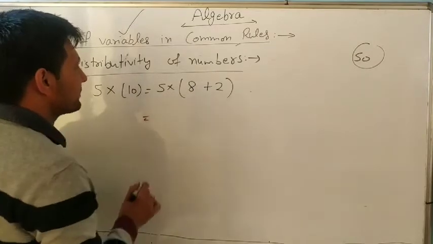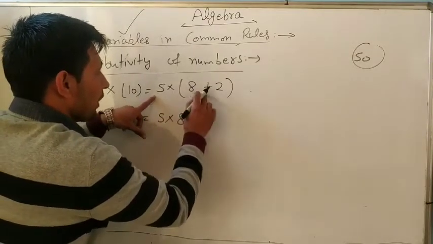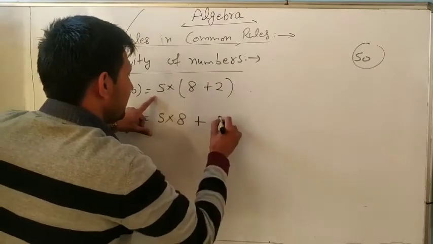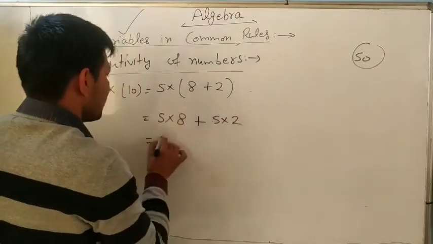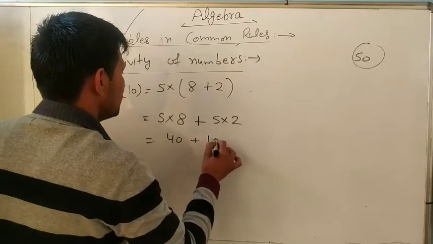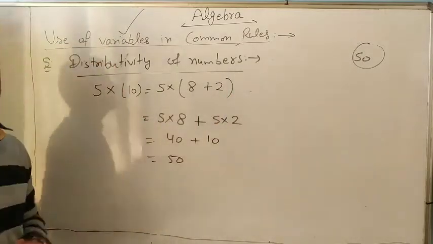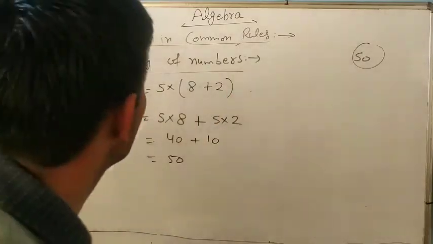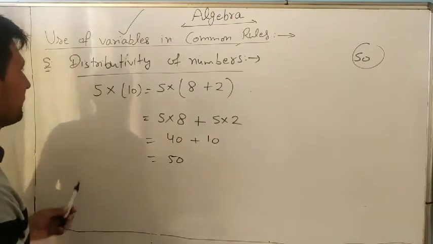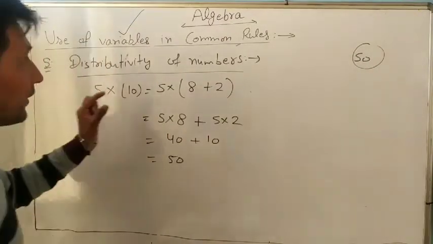So how will we solve? It means 5 is multiplied by 8 also, and now plus 5 is multiplied by 2 also. 5 into 8 is 40, plus 5 into 2 is 10. So what is the answer? 50. Otherwise you can multiply directly. Understand? So always remember, you can write this in variables.